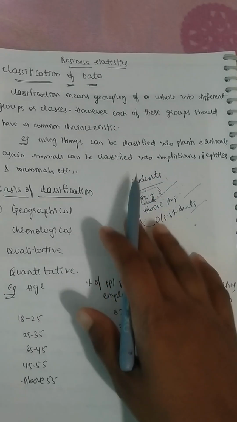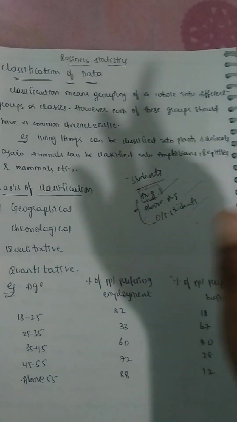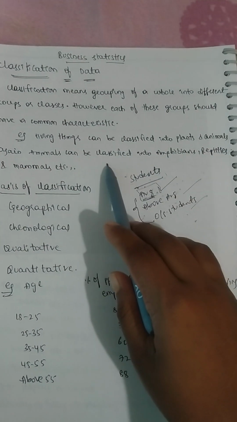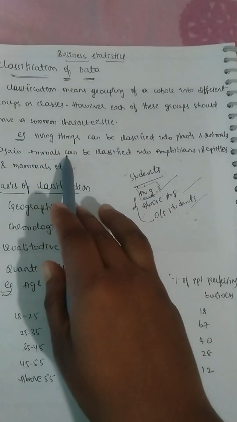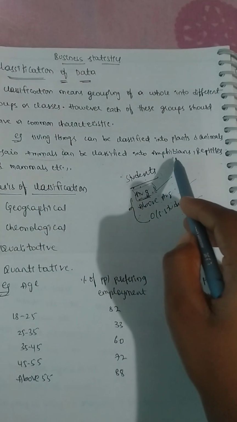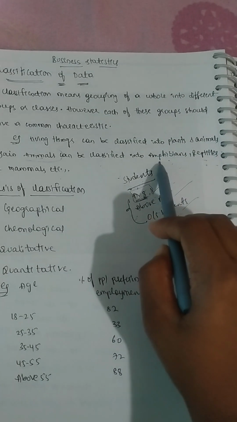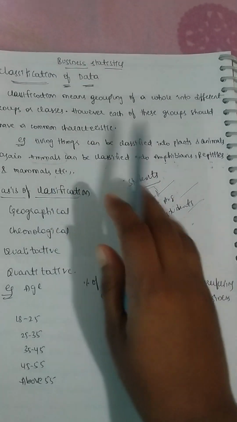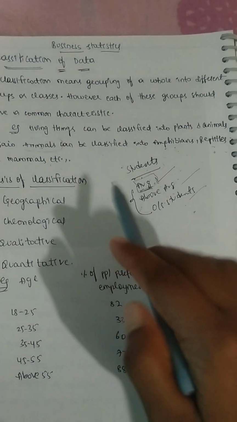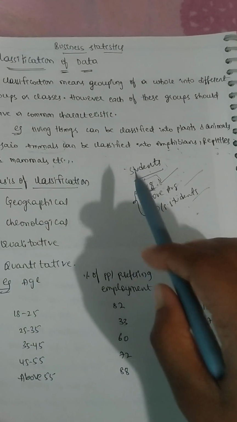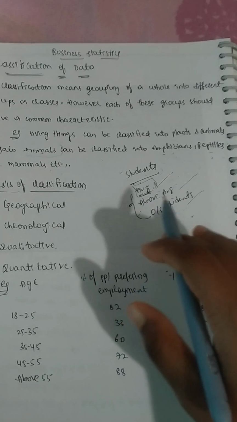Here if we take one more example, living things can be classified into plants, animals, human beings, right? Again animals can be classified into amphibians, reptiles and mammals, etc. Animals is the data here, and according to some common characteristics we are again classifying the data into amphibians, reptiles and mammals. This is classification of data, where you process or arrange the data into sequential order and grouping according to their common characteristics, or separate them into different but related parts.